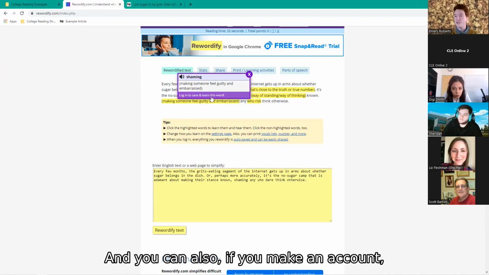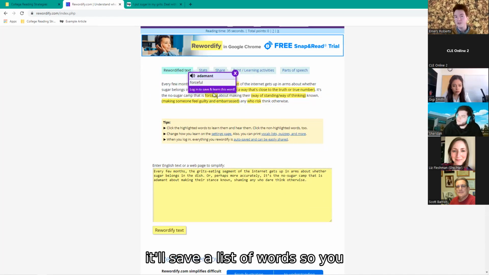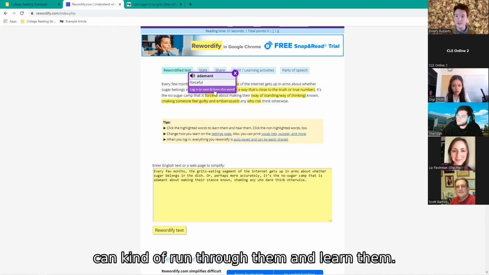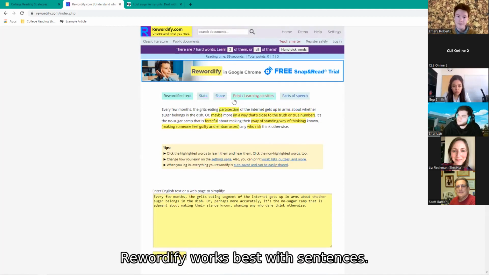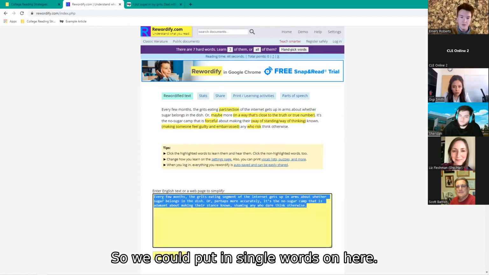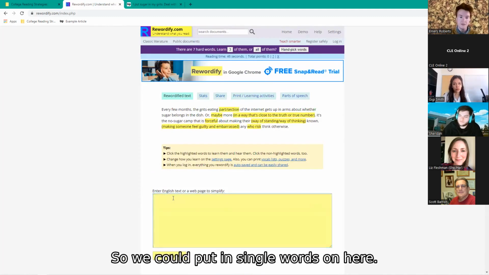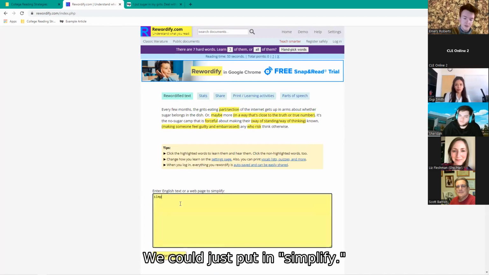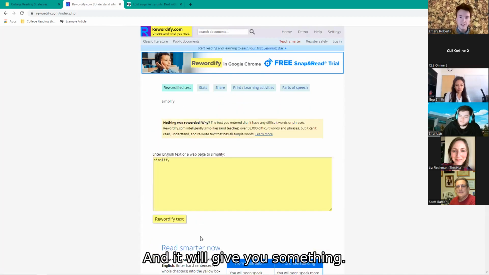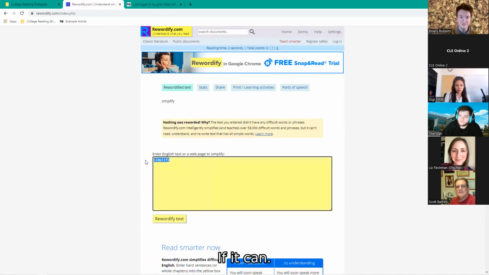And you can also, if you make an account, it'll save a list of words so you can run through them and learn them. Rewordify works best with sentences. So we could put in single words on here. We could just put in simplify, right? And it will give you something. Oh, if it can.